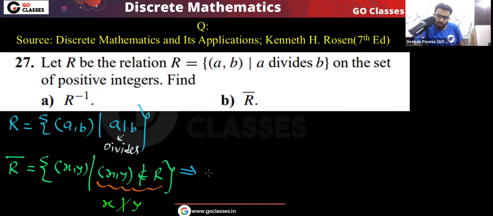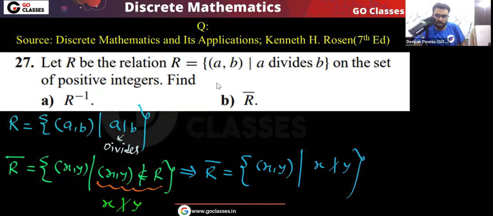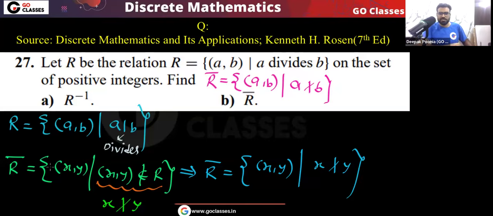So finally I can say that R complement will be ordered pair xy such that x does not divide y. That's it. If you want to write in terms of AB, that also you can do. So R complement will be AB, you can replace xy with AB. So you can see AB such that A does not divide B. That's it. This is the answer. Very simple. I hope you understood.